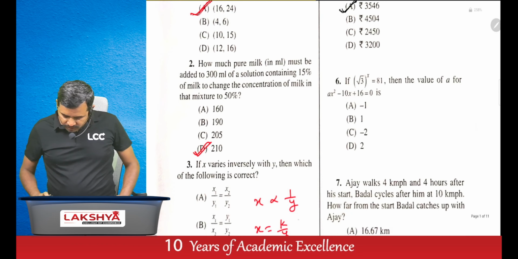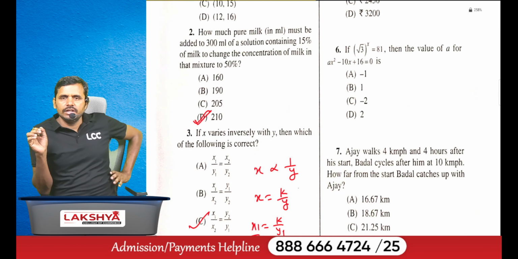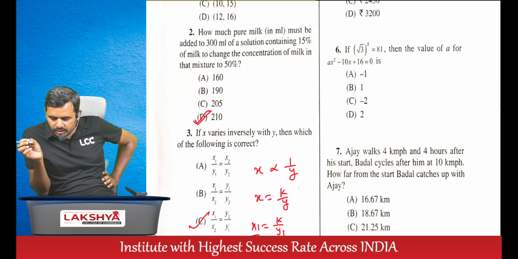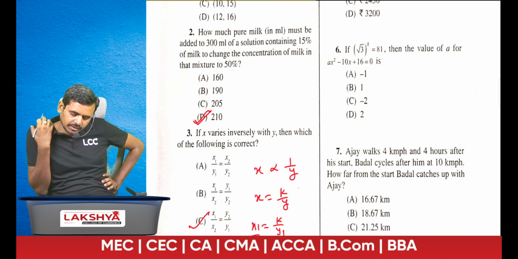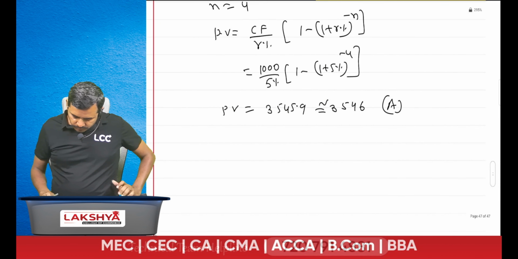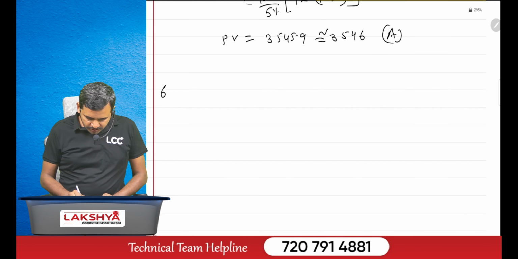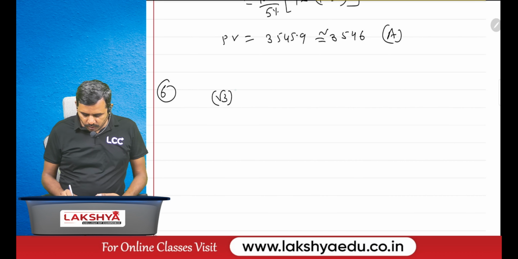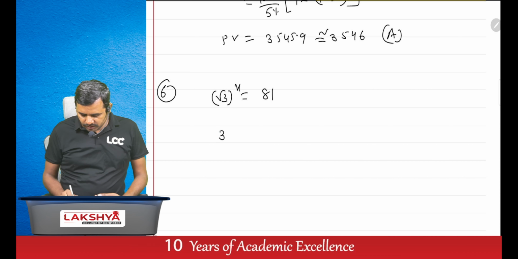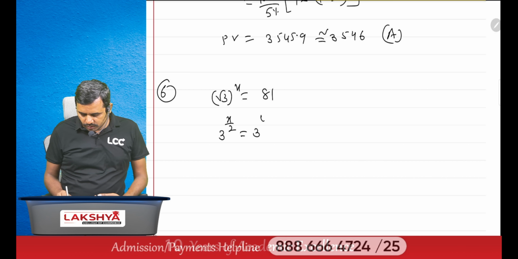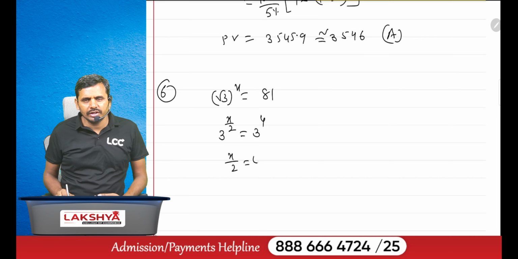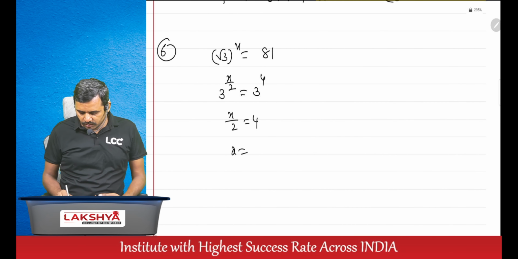Next, see the sixth question. The information given is (root 3) to the power x is equal to 81. What is the value of a for the following expression? Problem number 6: (root 3) to the power x equals 81. We can write this as 3 power x by 2 is equal to 3 power 4. Bases are equal, so equating the powers, x by 2 equals 4, x is equal to 8.